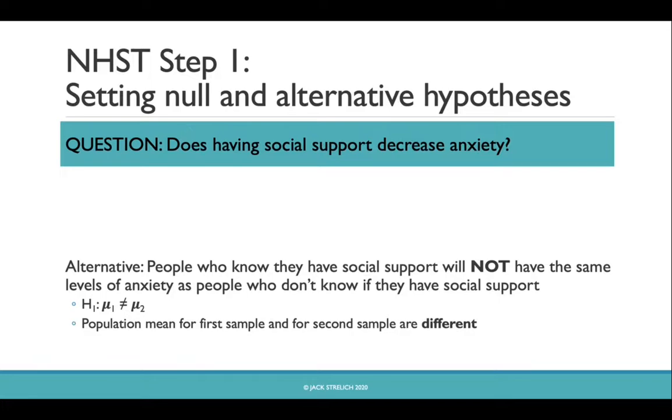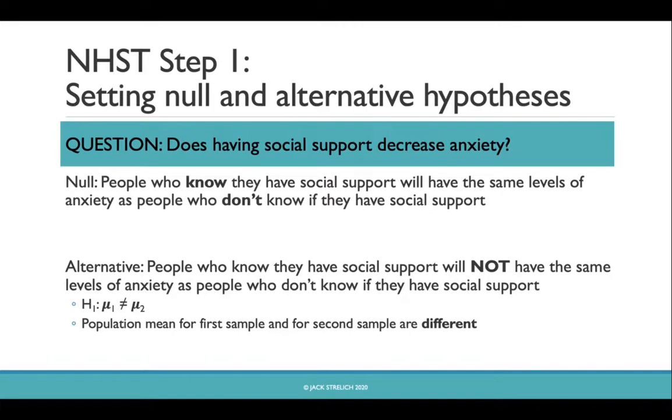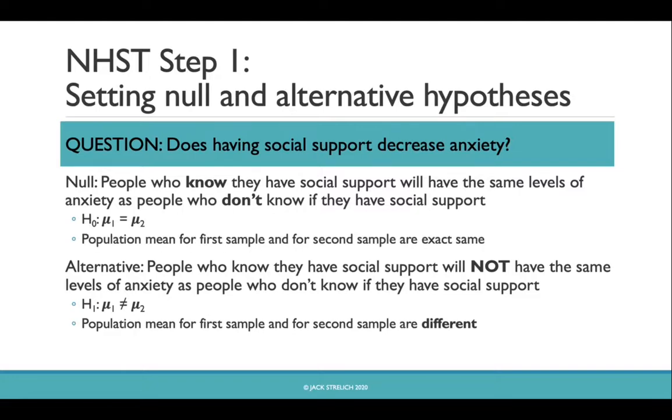As always, once we've defined our alternative hypothesis, the null hypothesis has to cover everything else. So in this case, our null hypothesis would be that people who know they have social support will have the same levels of anxiety as people who don't know if they have social support. And we can express this formally as H0: mu1 equals mu2. In other words, the population mean for the first sample and for the second sample are exactly the same.